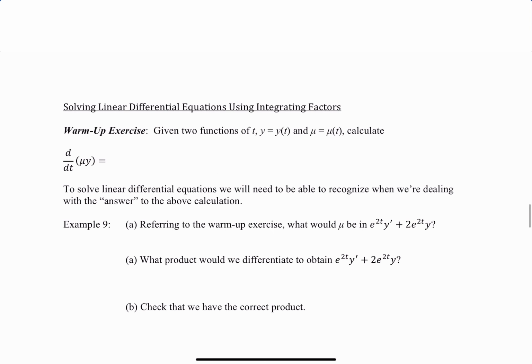So we'll have mu prime y plus mu y prime. In what we're going to be doing, though, we're going to have those terms in the opposite order, which is the same thing.